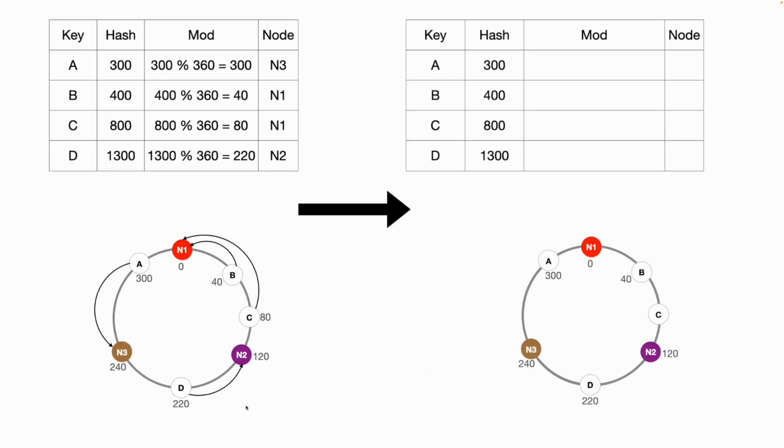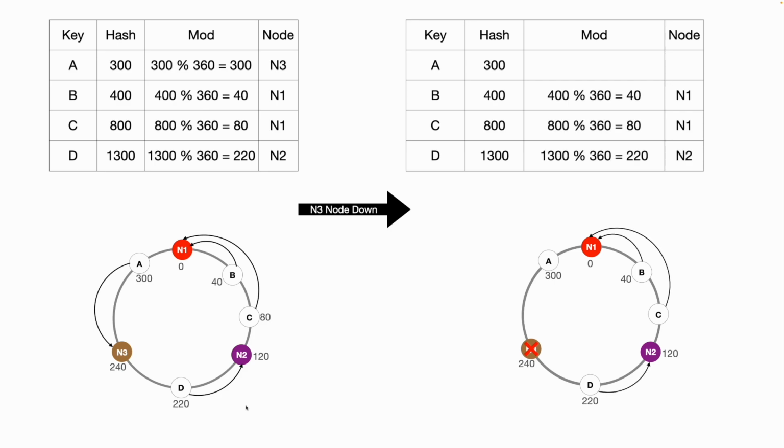Now let's see what happens if we apply the same situation where node n3 is down. If n3 is down, we now have the number of servers equal to 2. The good thing is that B, C and D remain the same. B and C will be served by n1 and D will be served by n2, because our mod will not change, the hash will not change, and so the serving will not change. But previously A was served by node n3; now A will be served by n2, because the mod of A is 300 and that is in the path of n2's clockwise direction.